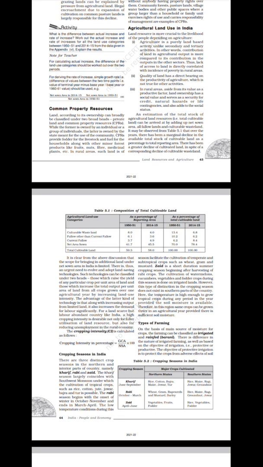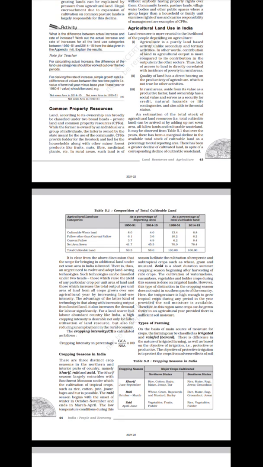The cultivation of watermelons, cucumbers, vegetables, and fodder crops during this season is done on irrigated lands. However, this type of distinction in the cropping season does not exist in southern parts of the country. Here, the temperature is high enough to grow tropical crops during any period in the year, provided the soil moisture is available. Therefore, in this region, same crops can be grown thrice in an agriculture year provided there is sufficient soil moisture. Types of farming.